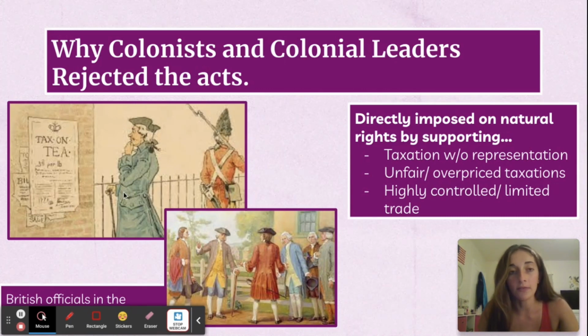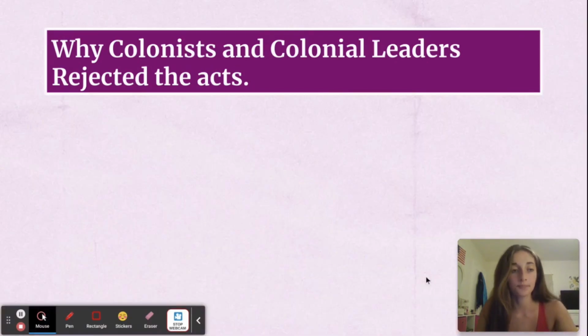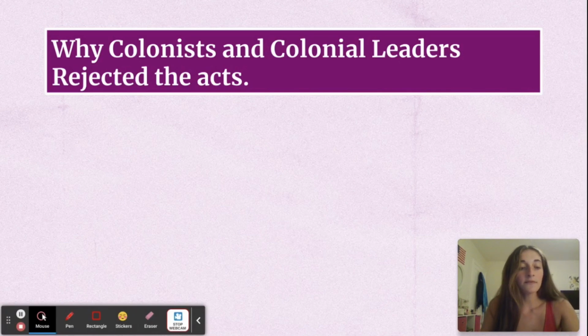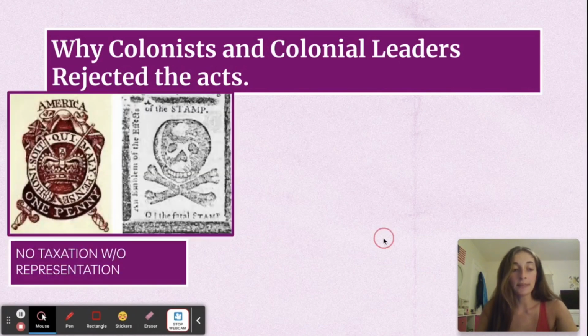And then over here, we can see on this picture, a colonist looking at a tax on tea and a red coat behind them. And then we can see British officials and the colonies at the bottom. So the colonists felt that it was unconstitutional for the Parliament to place taxes and laws on them without representation.